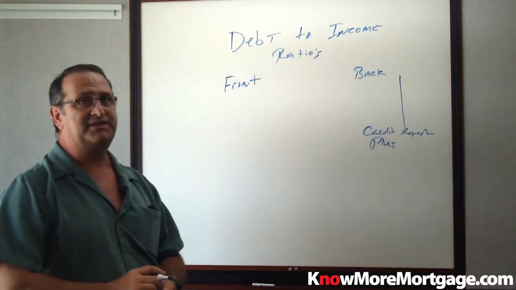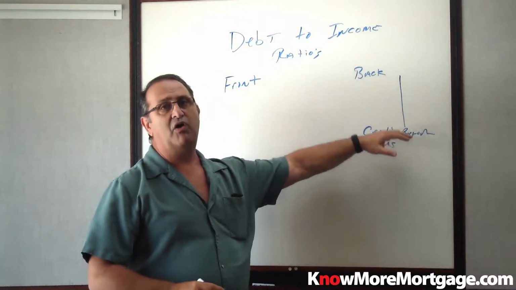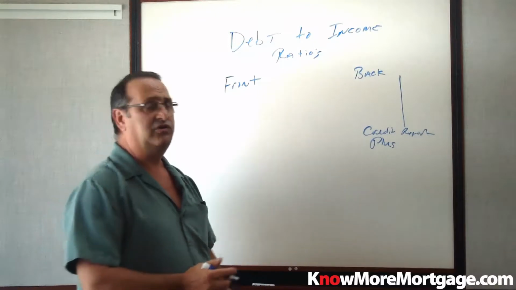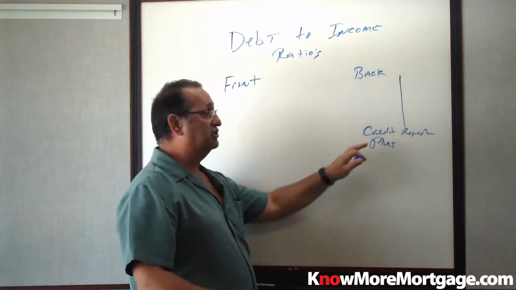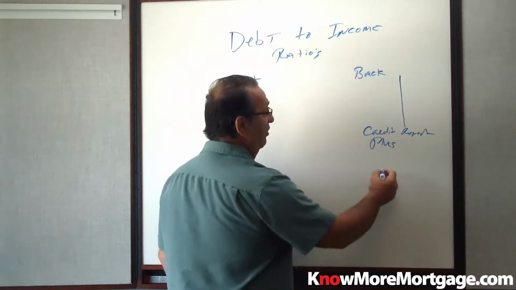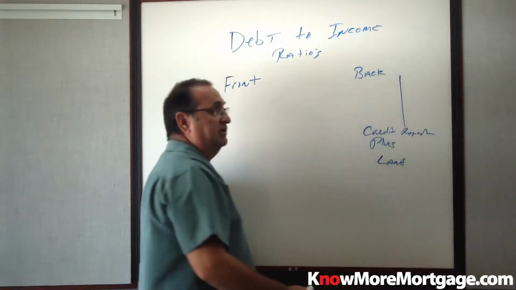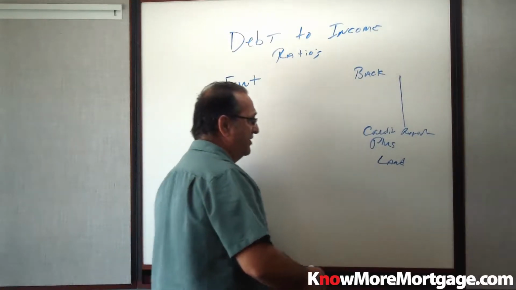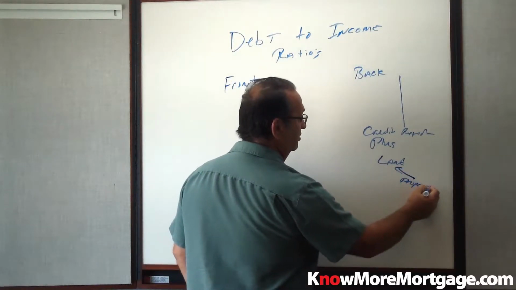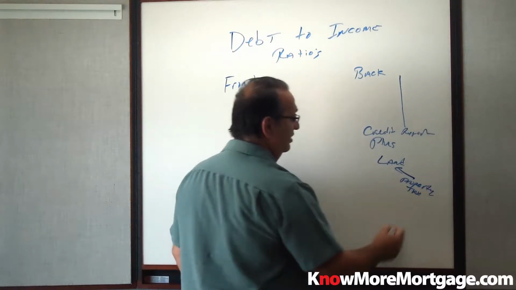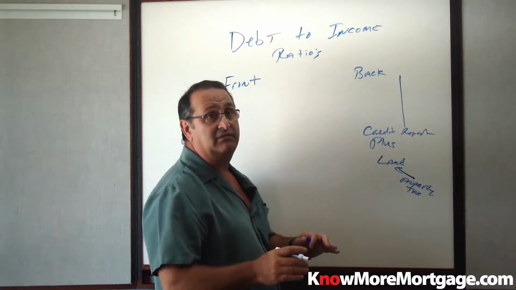What I mean by plus some is we're going to take all the debts that show up on your credit report, all those monthly payments, and include any real estate you own or any private loans that are not showing up there. If you own a piece of land, even a vacant piece of land, the property taxes on that land count towards your back-end debt-to-income ratio. That counts as a debt.